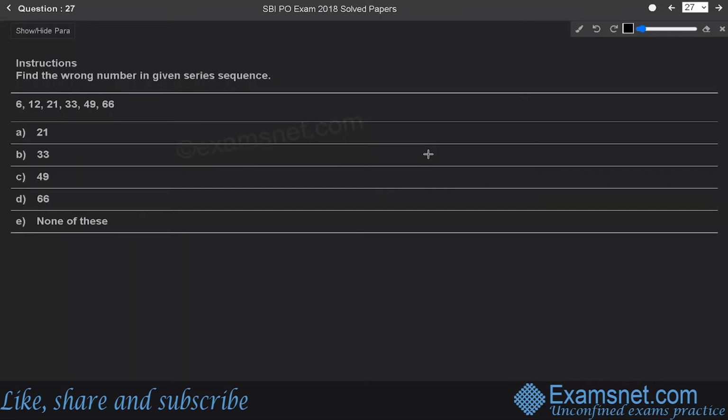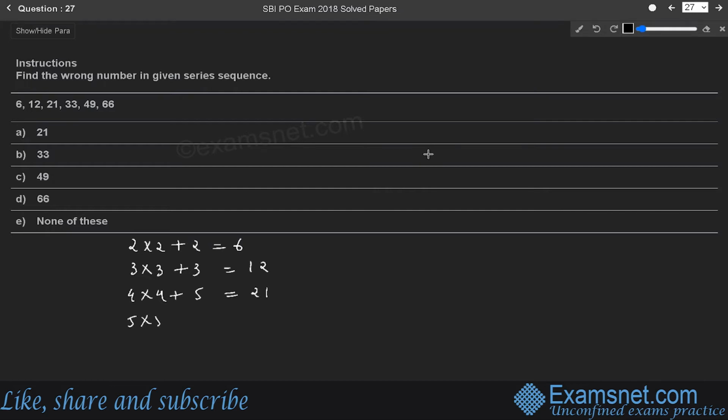Next question also has the same directions. Here the series is 6, 12, 21, 33, 49 and 66. We know that 2 into 2 plus 2 gives 6. 3 into 3 plus 3 gives 12. 4 into 4 plus 5 gives 21.